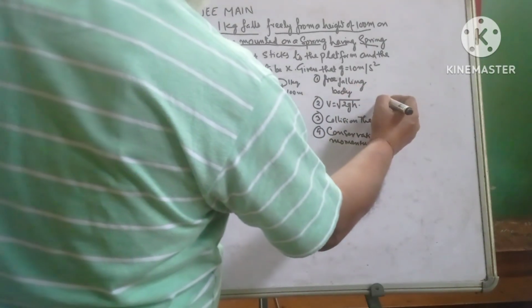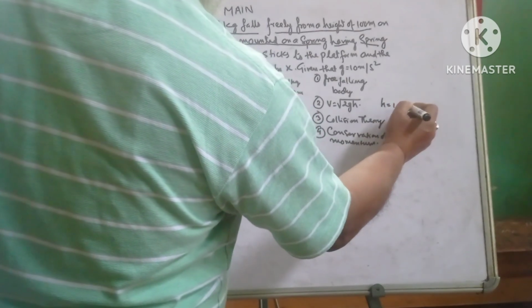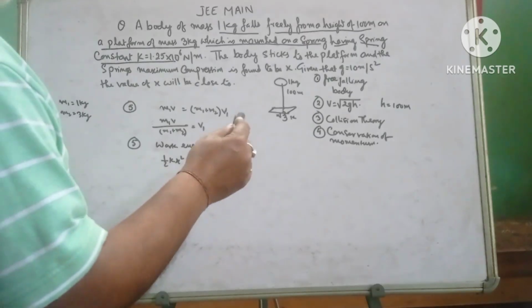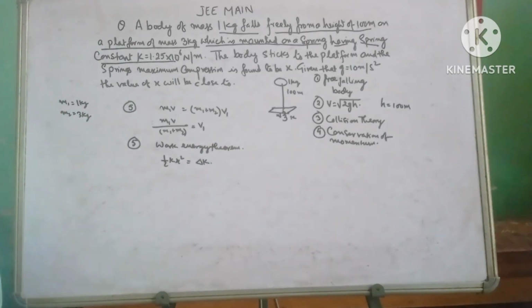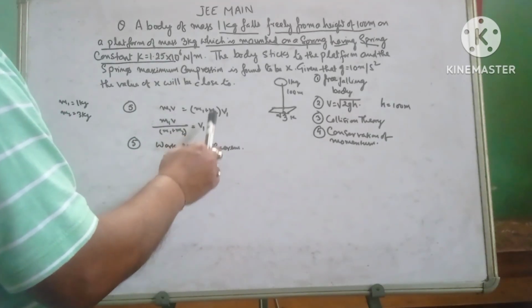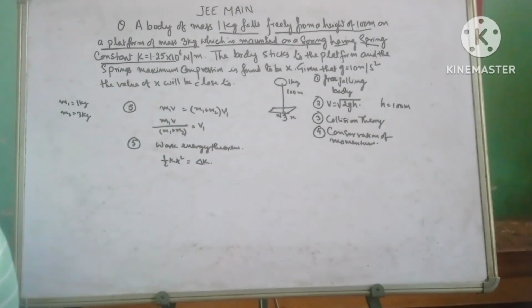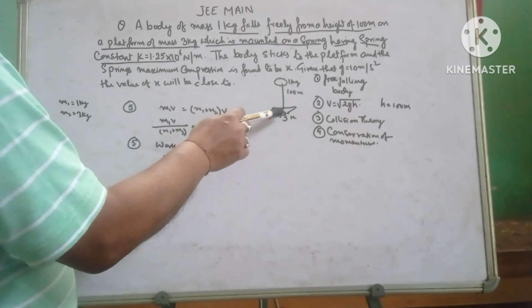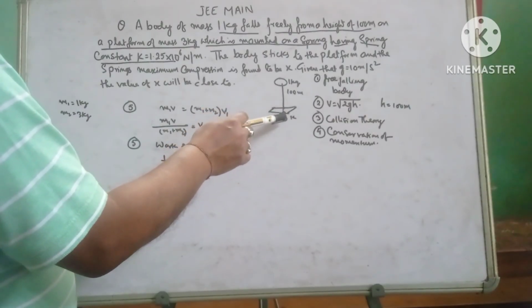Here h is equal to 100 meter, and then we will go for the collision theory. Since nothing is given about whether it is an elastic collision or not, we will go for the conservation of momentum, and from this conservation of momentum we will find the value of v1.